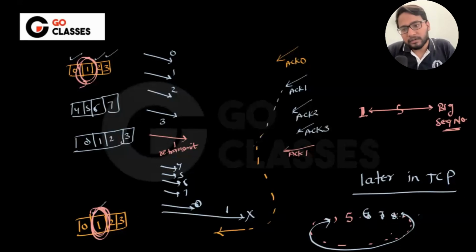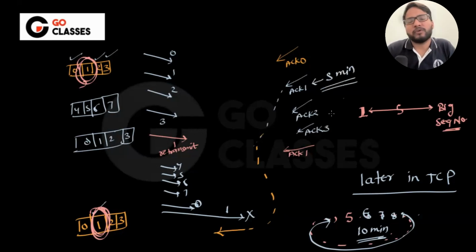Which time should be greater? If I'm repeating the sequence number, then this is the greater time. Let's suppose after 10 minutes, I'm repeating the sequence number, and this is alive only for 5 minutes. Any packet is alive, let's suppose, only for 5 minutes.